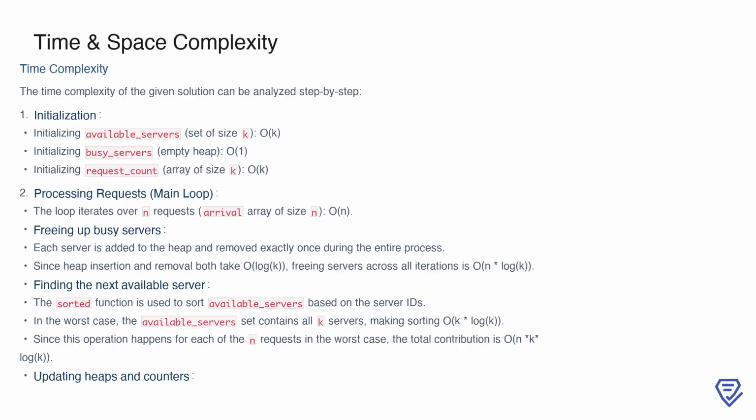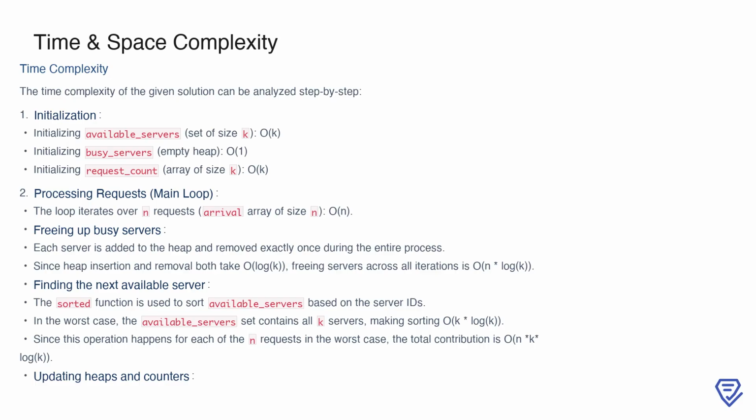For each request, we may need to free up busy servers. Since each server is added to and removed from the heap exactly once, and both operations take log k, the total cost for freeing servers across all requests is O(log k). Furthermore, when finding the next available server, we use the sorted function on the available_servers set, which can involve sorting up to k servers. In the worst case, where this sorting happens for every request, it adds k*log k to the complexity.